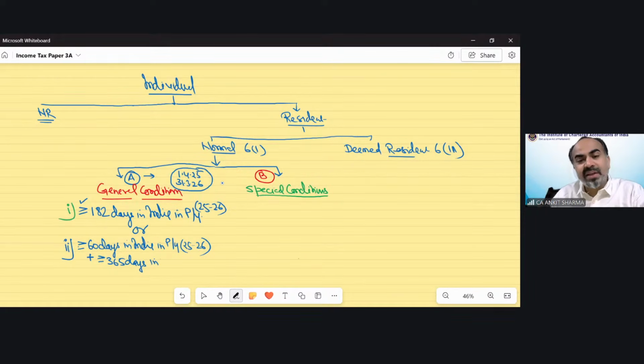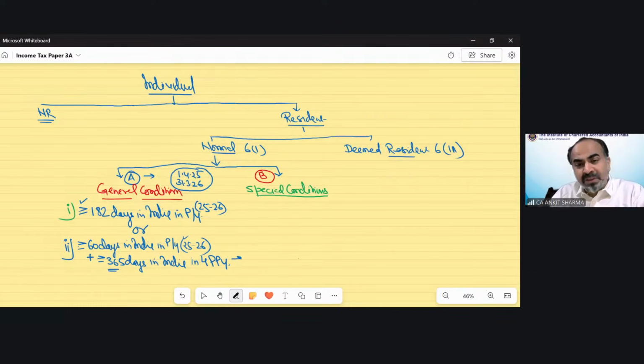365 days in India in the 4 preceding previous years. So in the current previous year, you must be in India for 60 days or more. But including that condition of the current year, you have to fulfill this also: you have to be in India in the last 4 preceding previous years for more than or equal to 365 days.